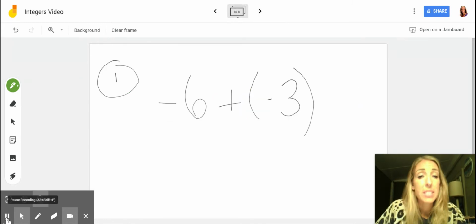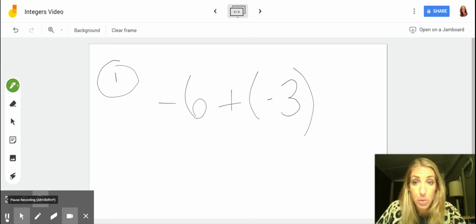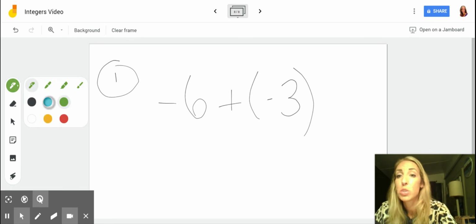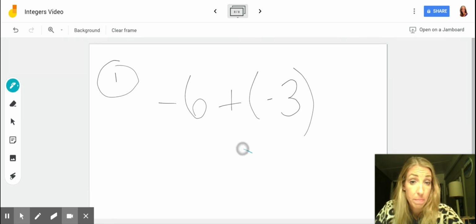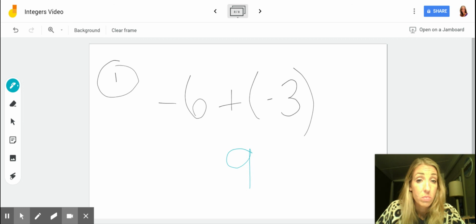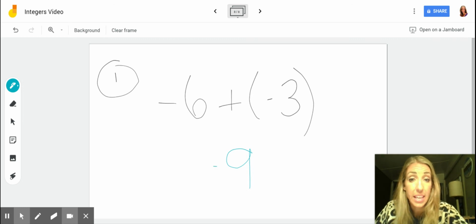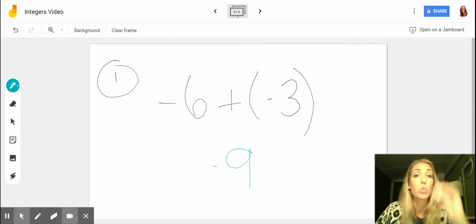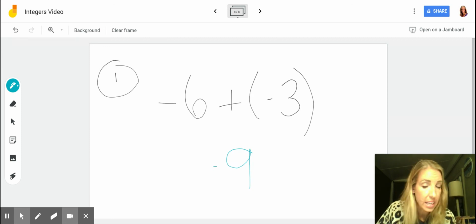So let's do some examples. Looking at this first example, what algorithm is it? Algorithm 1, two positives? No. Algorithm 2, two negatives? Yes. Okay, so algorithm 2 tells me add them, the absolute values, and then keep the negative. Algorithm 2, two negatives, add the absolute values, keep the negative.